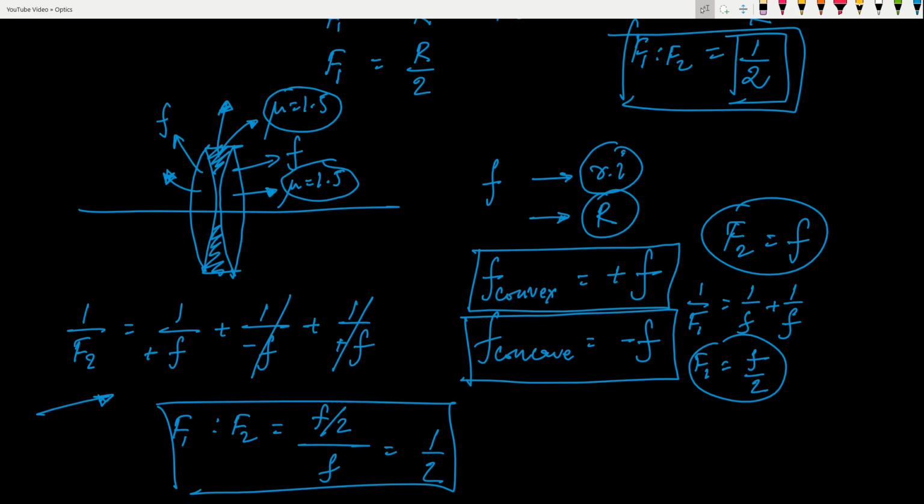The only concept that you need to remember is focal length depends upon refractive index and radius of curvature. Since here, as you can see, the refractive index and radius of curvature are the same, you can use this technique. I hope the concept is clear. This is all about the combination of lenses, and yeah, this is all for this video.